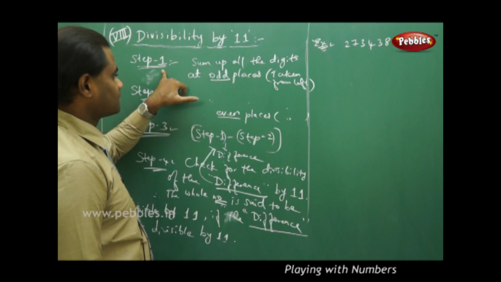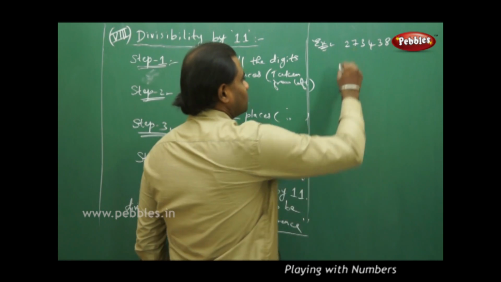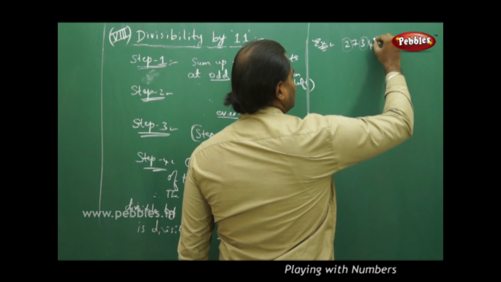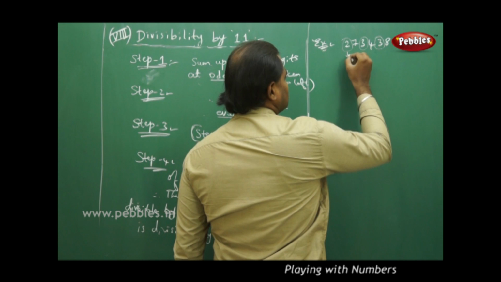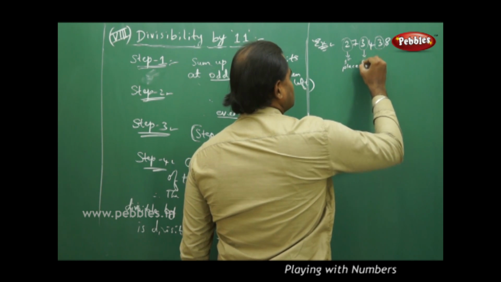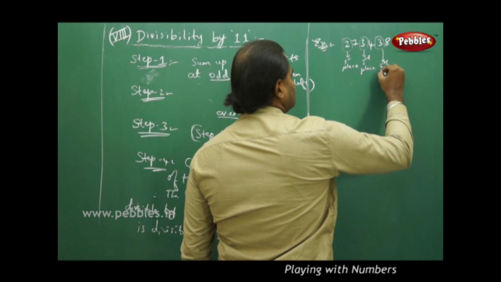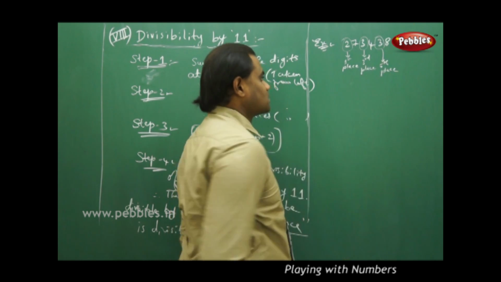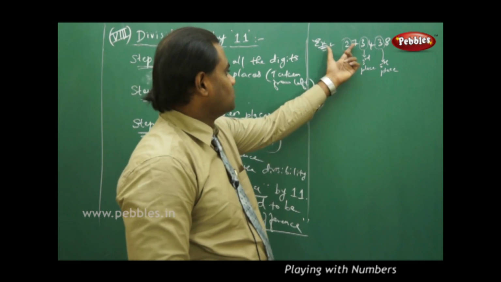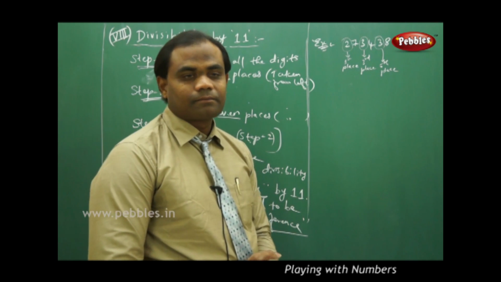My step 1 says that sum up all the digits at odd places. Now what are the values in the odd places? 2, 3 and 3. Because this is my first place, this is my third place, this is my fifth place, and there's no seventh place. So these are the odd places where I identify the values. So my first place is with 2, third place is with 3, and my fifth place is with 3.